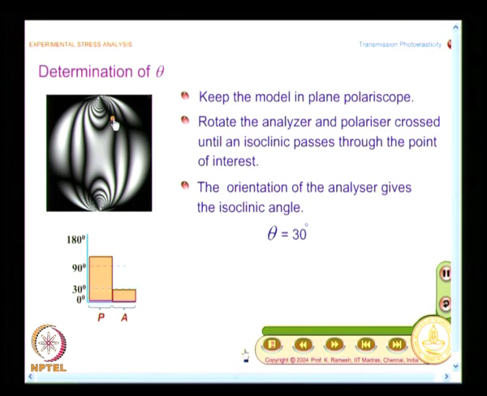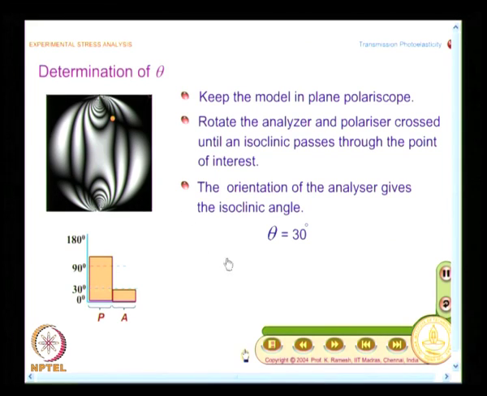So, the value of theta at this point, after looking at the analyzer, you find it is 30 degrees, and it is simple. Suppose I want to find out for another point, mark the point and find out when the isoclinic fringe passes through it, then stop it, read the analyzer, and you get the isoclinic angle, as simple as that. The only difficulty is, because the isoclinic fringe is very broad, your involvement in interpretation and in stopping the crossed polarizer analyzer combination is crucial in deciding the accuracy.